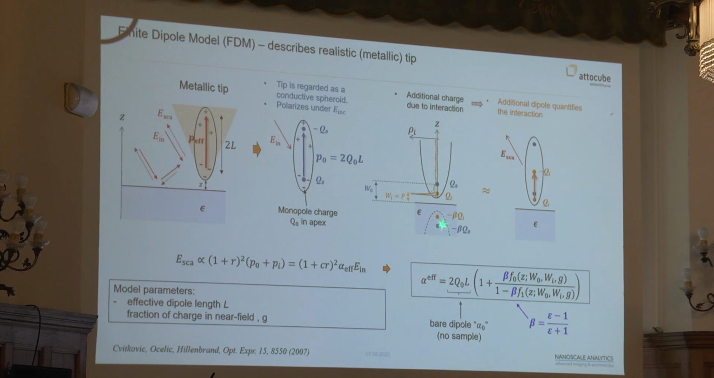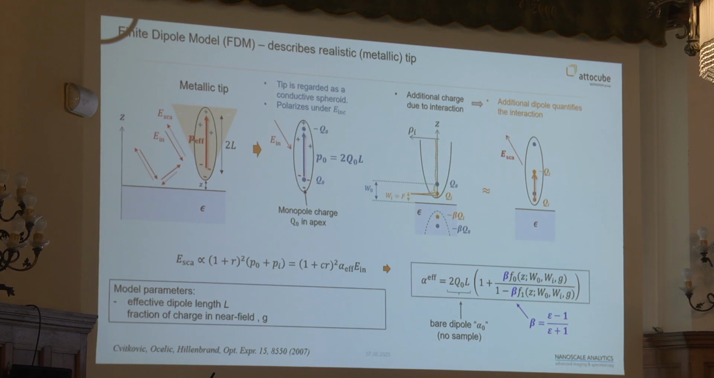It forms an image charge here. This image charge is then forming an image charge in the spheroid, right? And here is where the problem comes: this charge doesn't map into the same location and the same magnitude. What actually happens is that there is a distribution of the induced charge because of the interaction with the sample, not like a point, but a distribution along the axis of the spheroid.